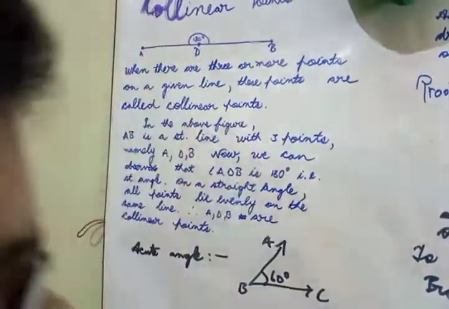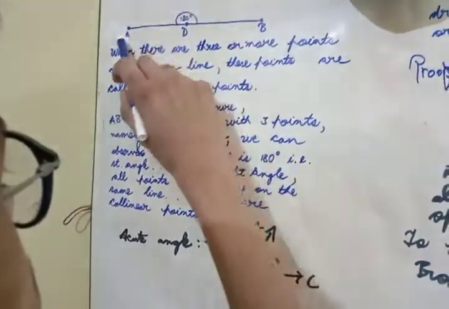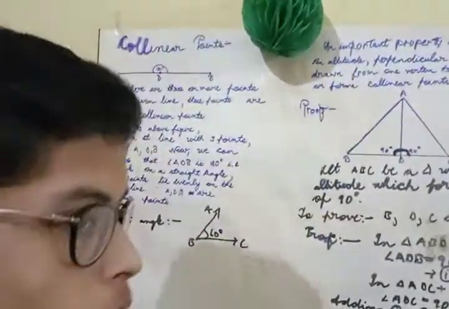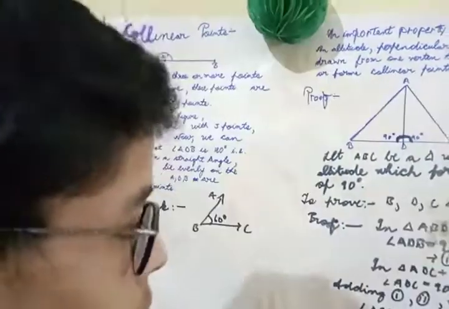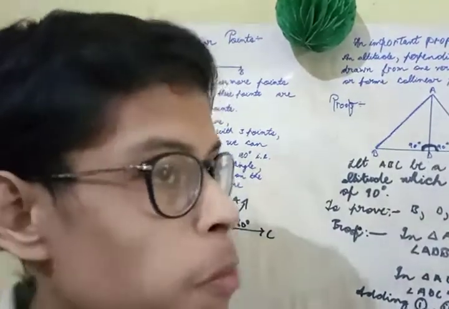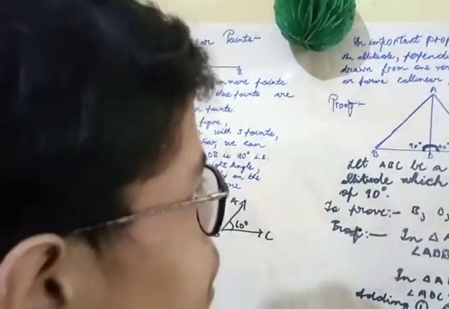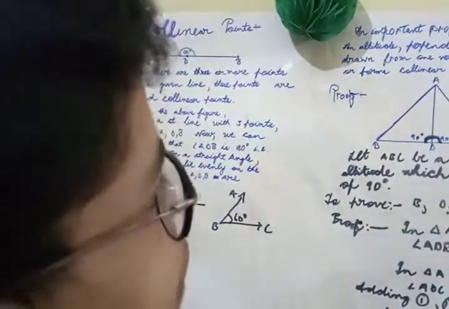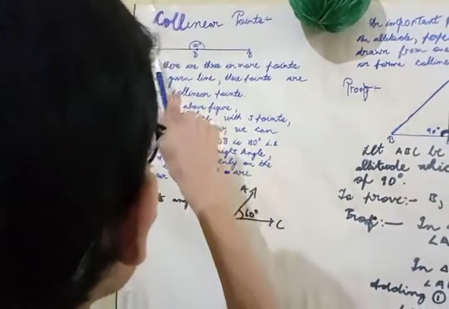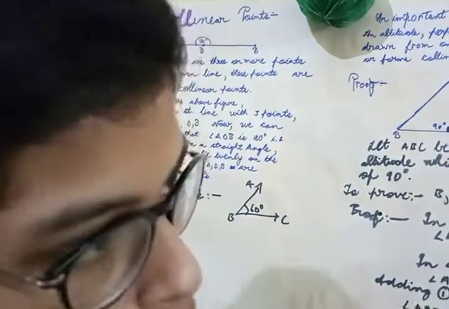When three points lie on a given line, for example, take this line AB. There are 3 points A, D and B. They are called collinear points. It is not compulsory that only 3 points will lie on the same line. More than 3 points, for example 4 to 6 points, might lie on the same line, and I have written here a proof why these 3 points are collinear points.